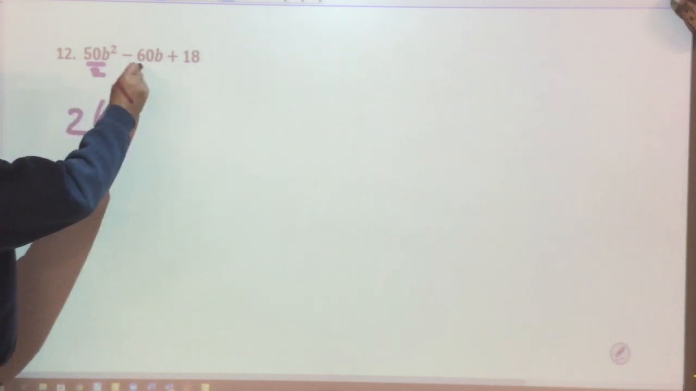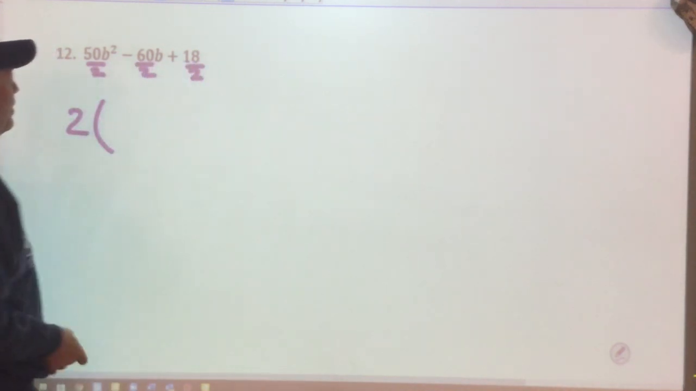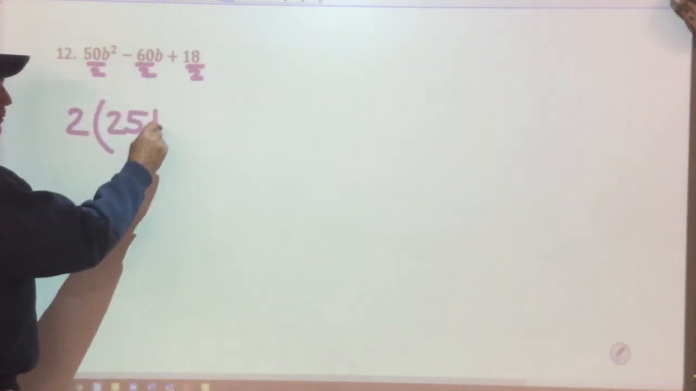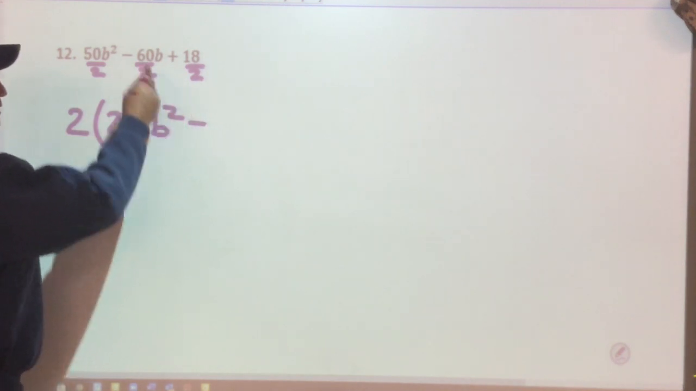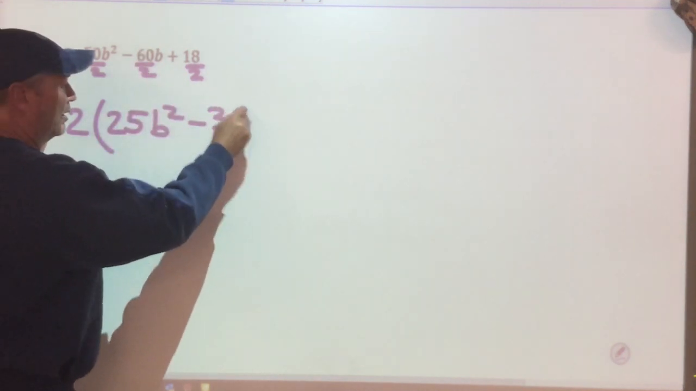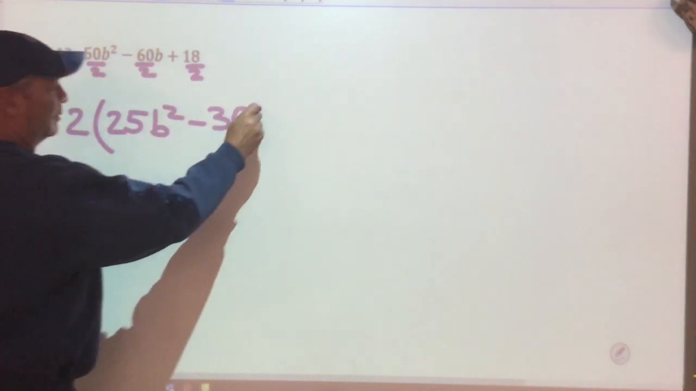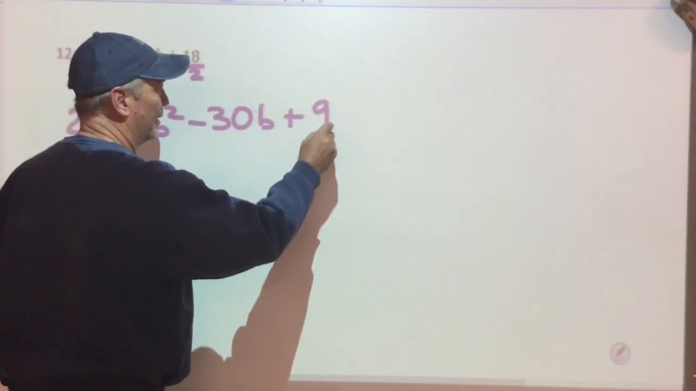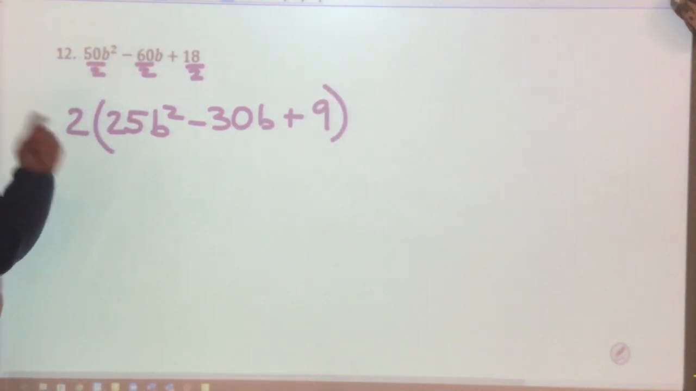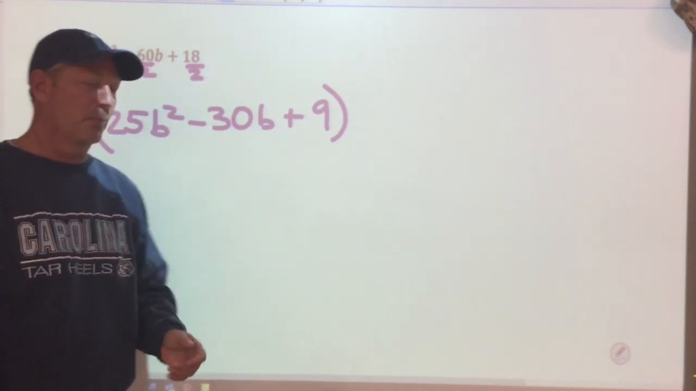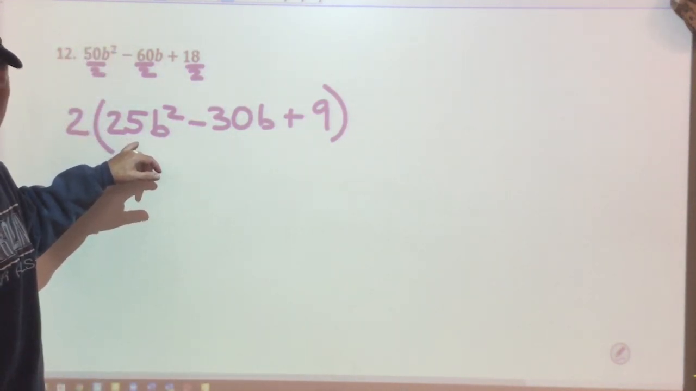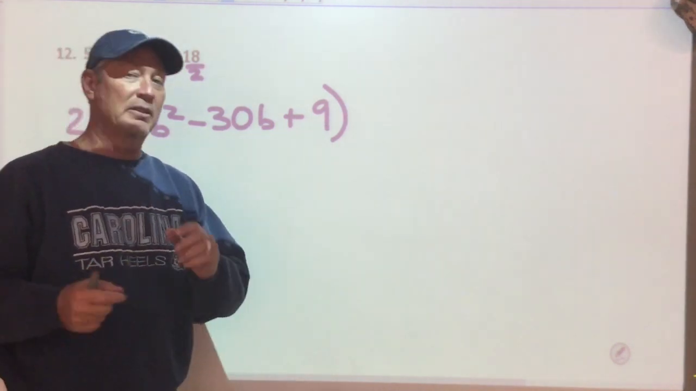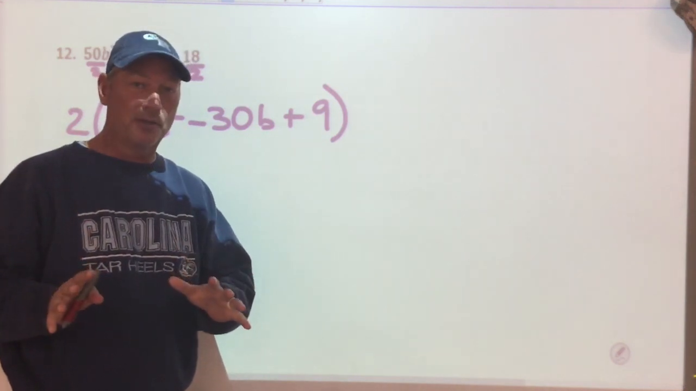We're going to divide by 2, divide by 2, divide by 2. And we're going to say 50 divided by 2 is 25b squared. Minus 60 divided by 2 is 30b. Plus 18 divided by 2 is 9. I'm looking at that, and I'm the math teacher, so I'm seeing 25 is a square, b squared is a square, 9 is a square. I noticed that could possibly be perfect squares.